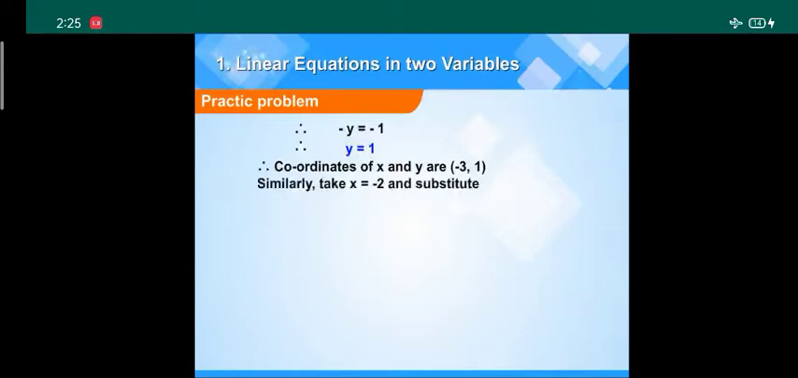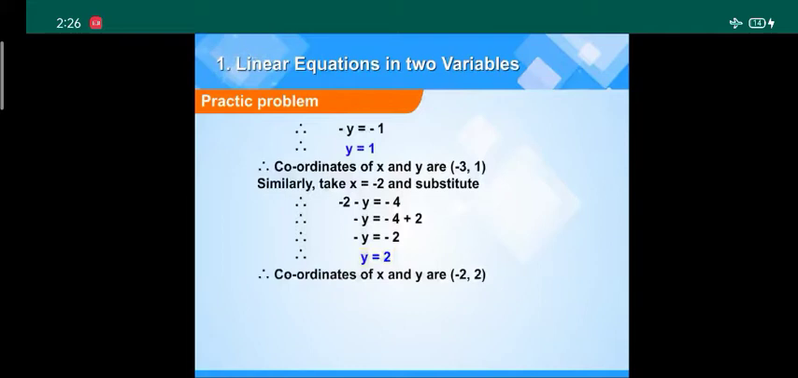Similarly, take x is equal to -2 and substitute it. We get -2 minus y is equal to -4. Therefore, y is equal to -4 plus 2. Therefore, y is equal to -2. Hence, y is equal to 2. Therefore, the coordinates of x and y are -2 and 2.